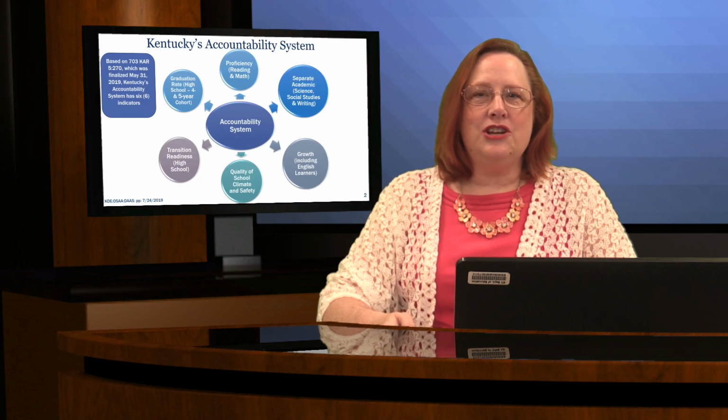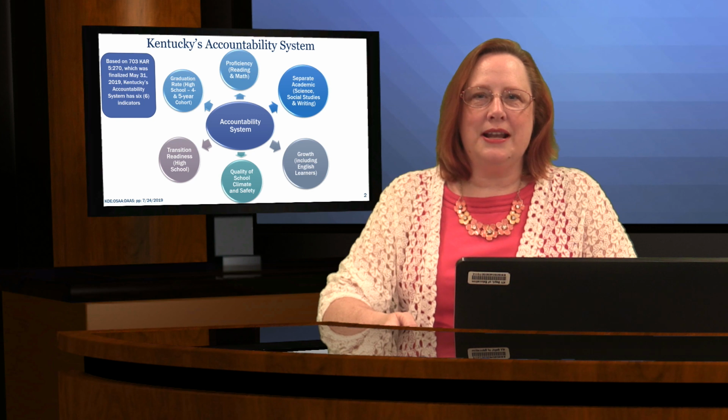This session covers how to calculate the growth indicator for Kentucky's accountability system. The regulation covering the accountability system was finalized May 31, 2019. 703 KAR 5:270 details the 6 indicators that create Kentucky's accountability system.